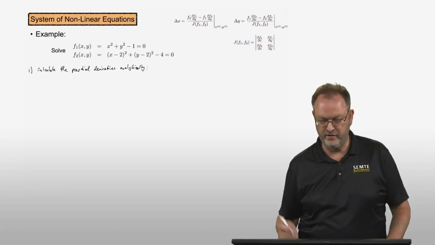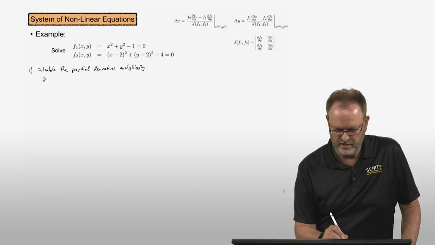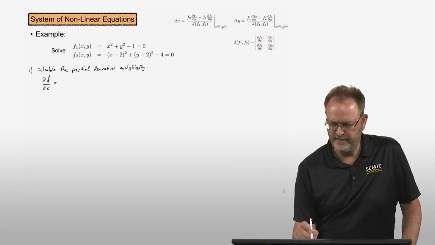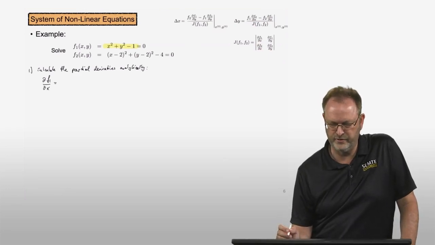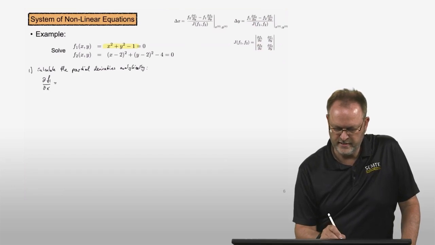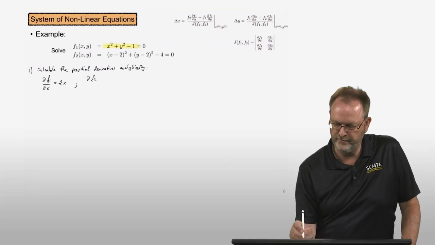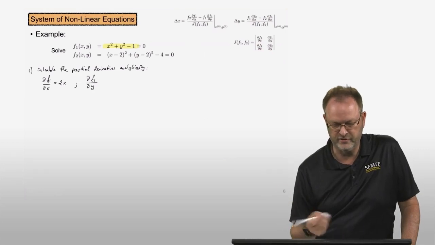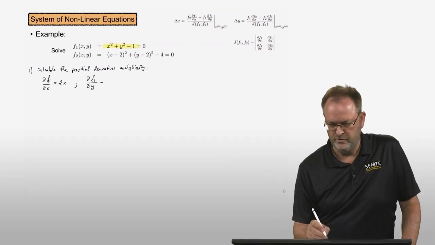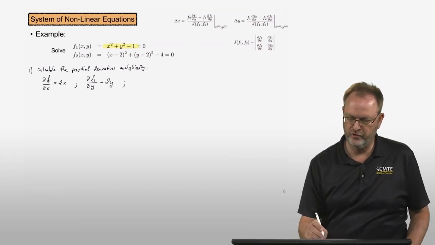Okay, so let's go. We have our function f1, we have our function f2, and all we need to do is calculate df1/dx. My f1 function is this one here. So I'm taking the partial derivative of this with respect to x, and that is equal to 2x. Then I need to calculate the partial derivative of the first function, the same function, with respect to the second independent variable, so with respect to y. The partial derivative of that is 2y.